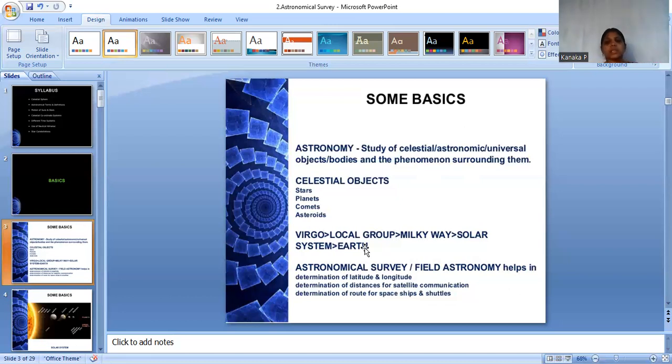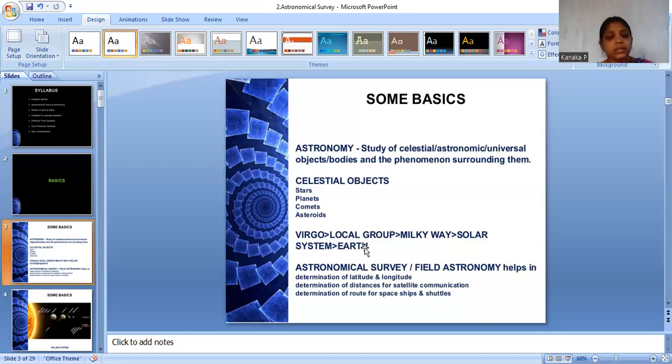Astronomical survey helps in the field determination of latitude and longitude, and then determination of distance for satellite communication. Next one is determination of routes for spaceships and shuttles. So this is what is used for astronomical survey.